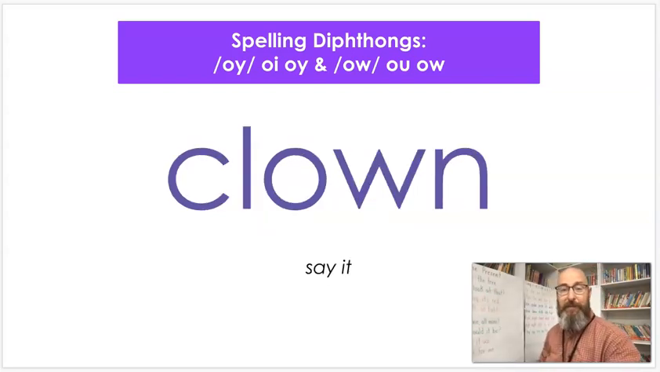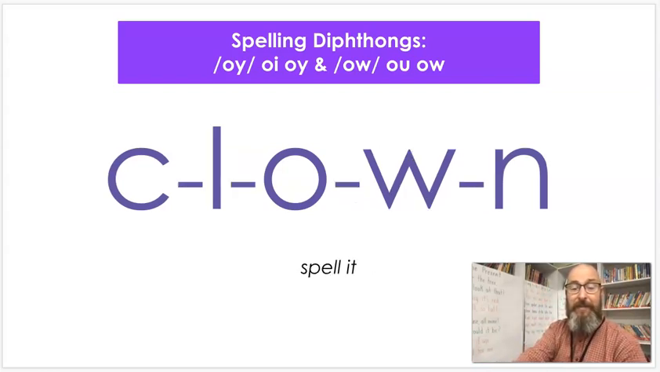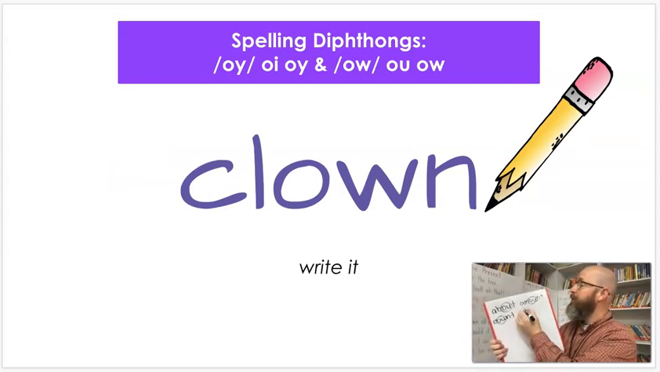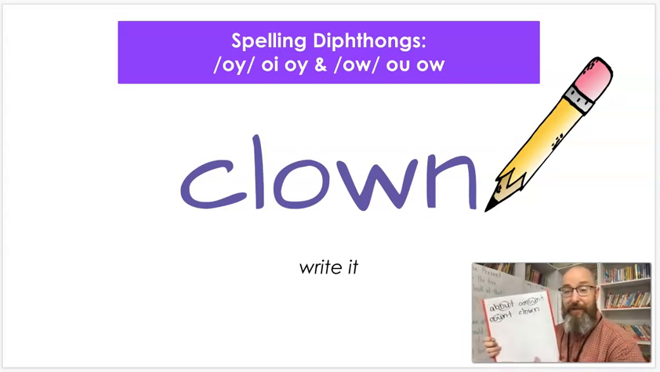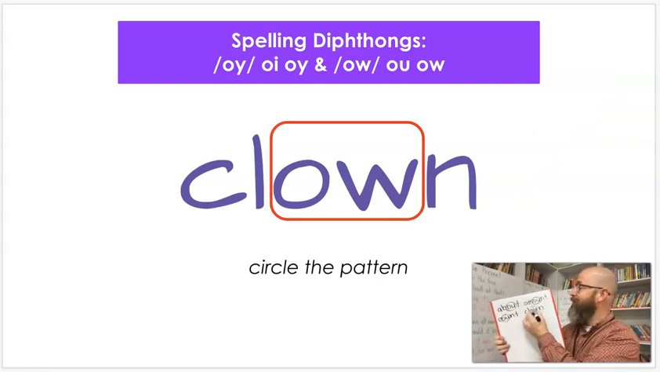All right, our next word is going to be clown. Say clown. Map the sounds. K, l, ow, n. Clown. Spell it. C-L-O-W-N. Clown. Write the word. C-L-O-W-N. Now I hear that ow sound again. How is the ow sound spelled this time? It's not an O-U, it is an O-W. That is correct.